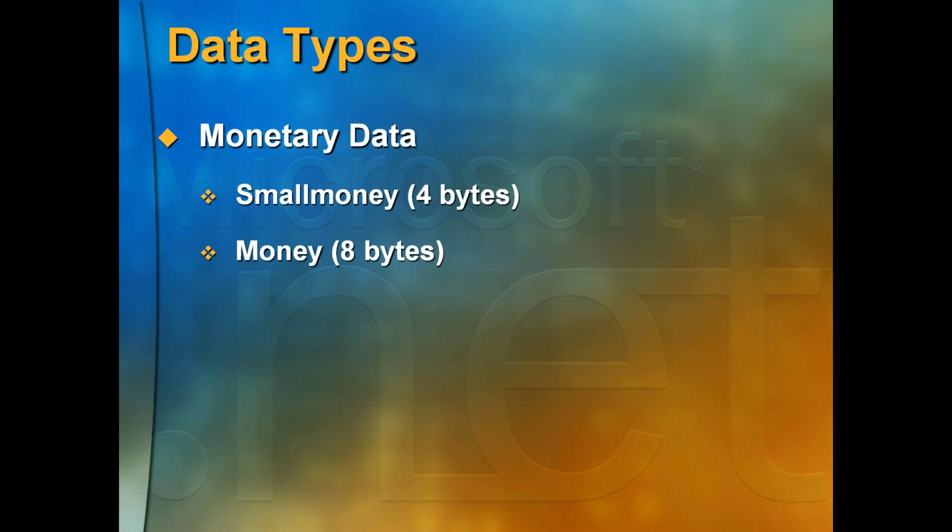Now, to store currency, we have small money and money. We should not use decimals for that. Clear? Because money should have more accuracy. Small money is 4 bytes. You can accommodate up to millions of dollars.